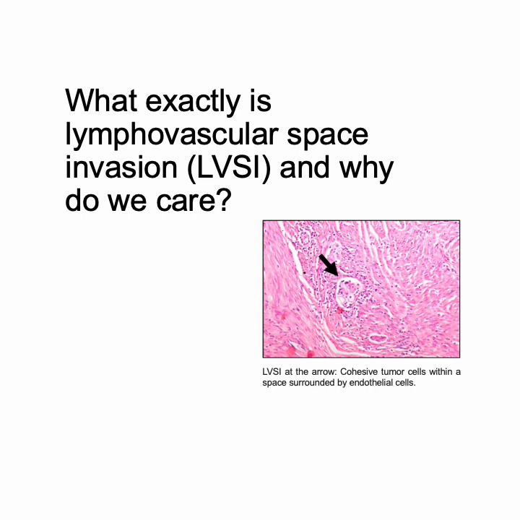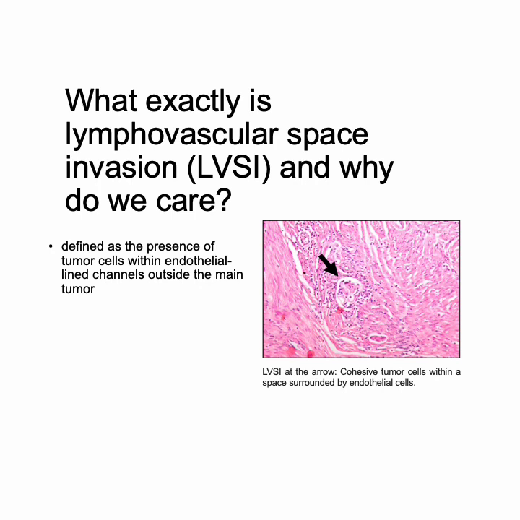And one more thing before we get into the actual management questions is LVSI, or lymphovascular space invasion. Why do we care about LVSI? It's in endometrial cancer, it's in cervical cancer. Why do we need to know about it? Why is it important? So LVSI is the presence of tumor cells within endothelial lined channels outside of the main tumor. And you can see here, this is a really nice photo. No photo credit to me. This was off of the internet. You can see LVSI. There's some cohesive tumor cells within space surrounded by endothelial cells.